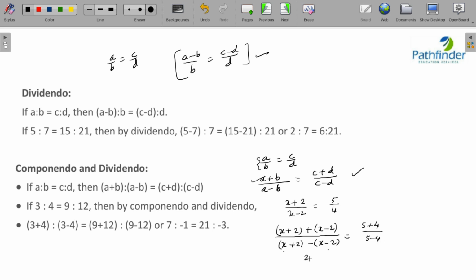If you solve the numerator, you will get 2x upon 4 is equal to 9 upon 1. So x is nothing but 18. So by applying componendo and dividendo, many a times you will be able to solve certain expressions faster. Componendo and dividendo.